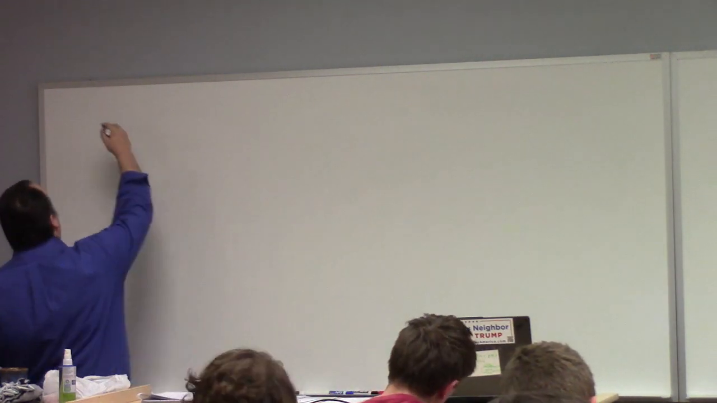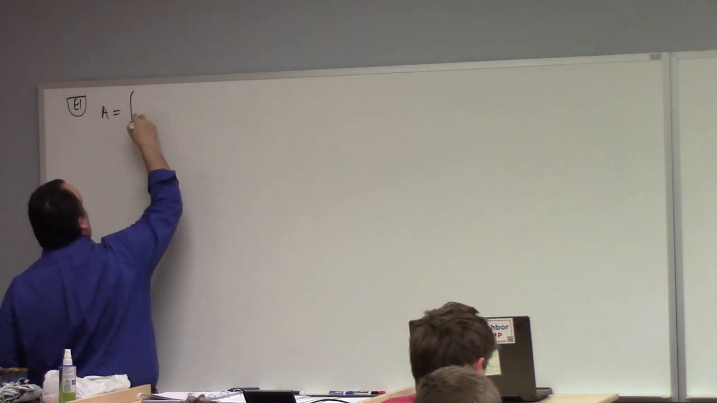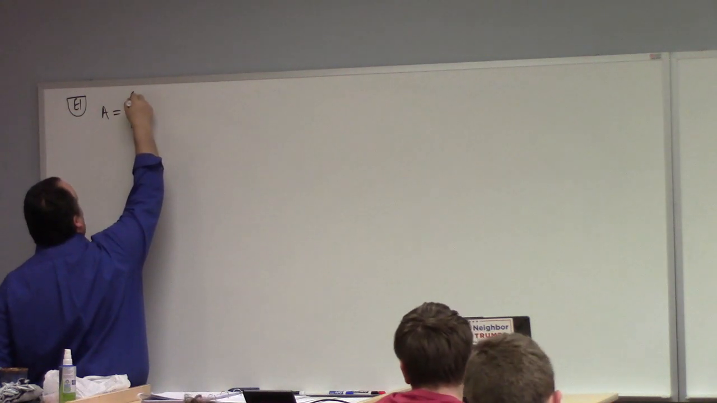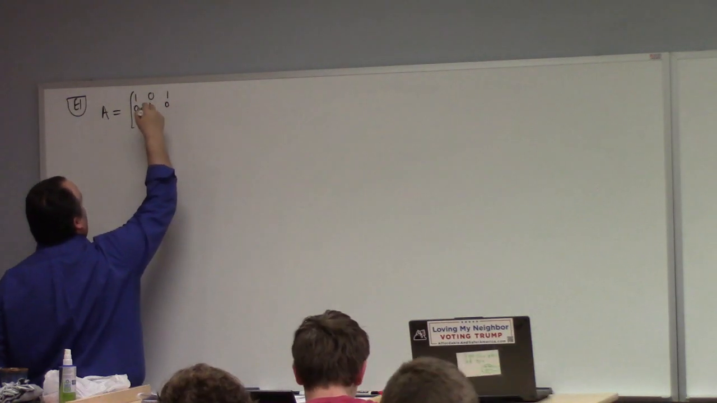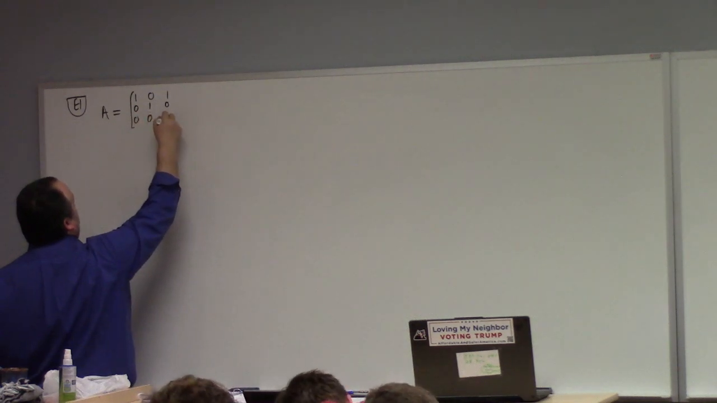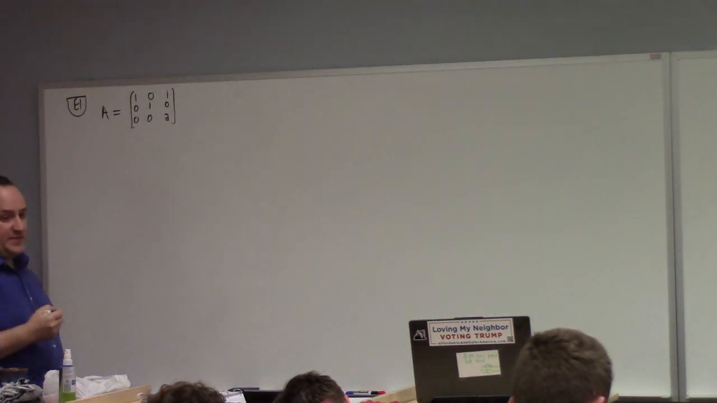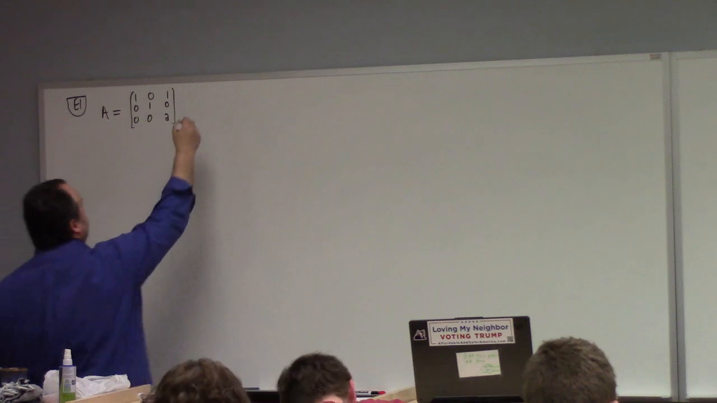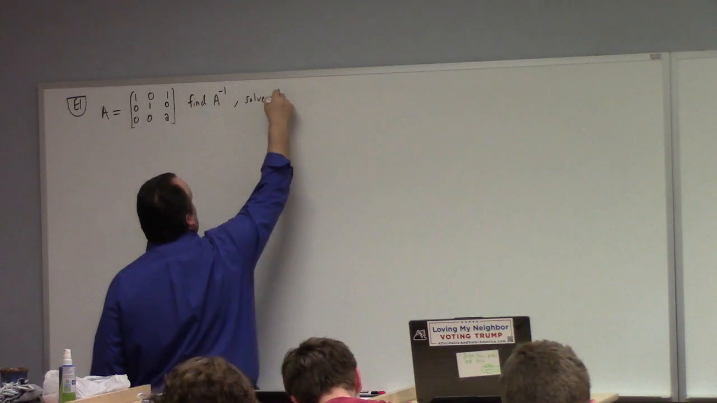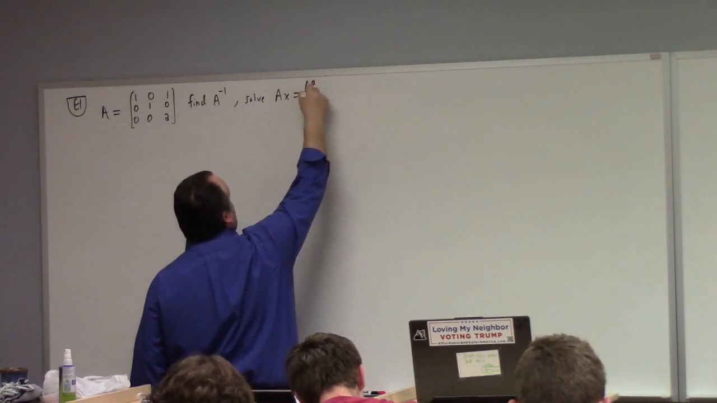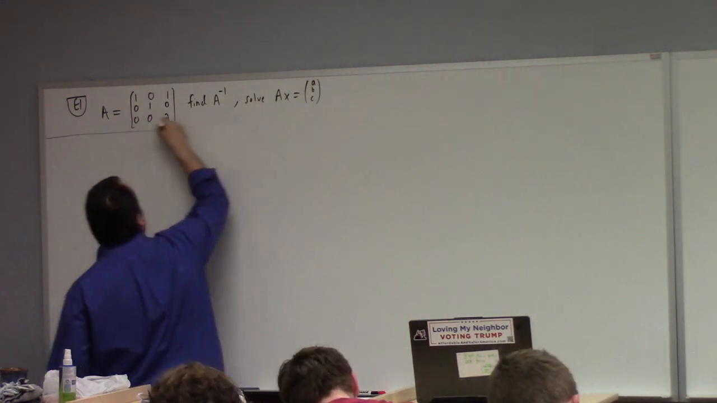All right, so here's an example. Let's try example 1. Let's suppose A is equal to, I don't know, let's try this one: 1, 0, 1, 0, 1, 0, 0, 0, 2. Let's see if we can calculate the inverse of this matrix. All right? So, find A inverse, solve AX equal to ABC. So we'll do these things. All right, there's the problem.